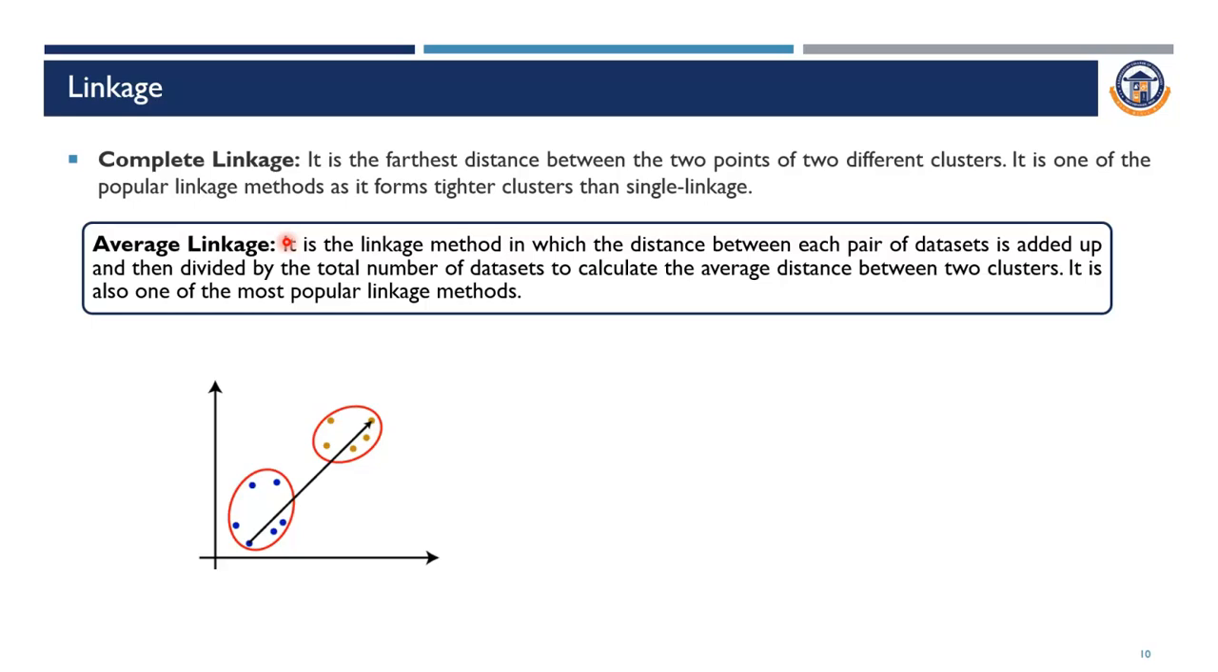Next, the third one is the average linkage. In the average linkage method, the distance between each pair of data points is added up and then divided by the total number of pairs, to calculate the average distance between two clusters. So it is also one of the most popular linkage methods in hierarchical clustering.